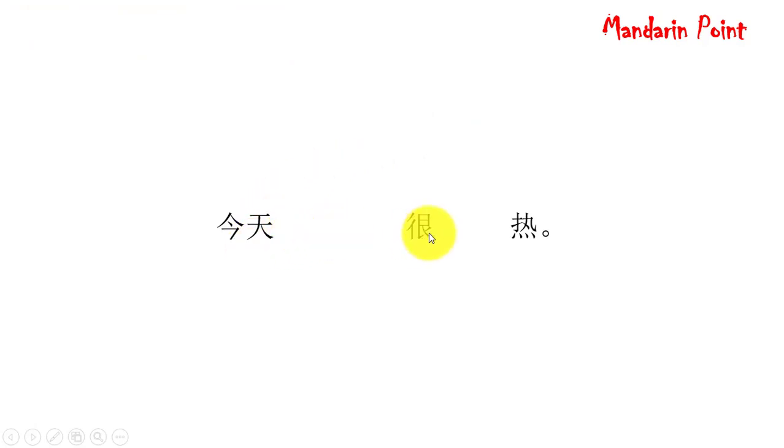Let's find it in an example sentence. 今天很热。Today 今天很 very 热 hot. So today is very hot.